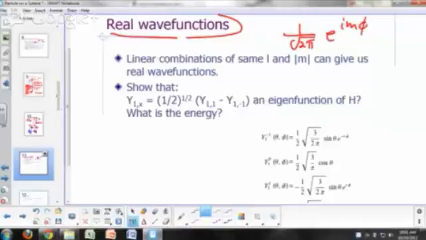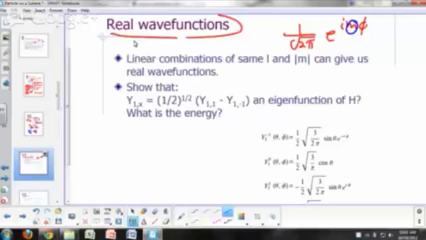Anytime your m is not equal to 0, then you have a complex function. And chemists in particular don't like complex functions. They're hard to imagine. So we'd like to replace those functions in your eigenbasis, in the set of eigenfunctions, with real wave functions. In other words, functions that when you plug in x, y, r, theta, and phi, you'll get a real number.